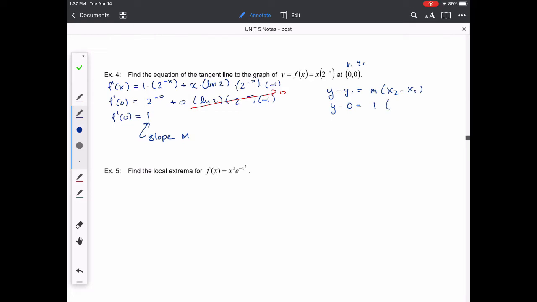I'm sorry, I'm going to get rid of that 2 there. There's no 2 there. Sorry. And we're going to have our x minus our x1. Our x1 is going to be 0 again. So if we clean this up, we have y is equal to x. And that'll be our answer.